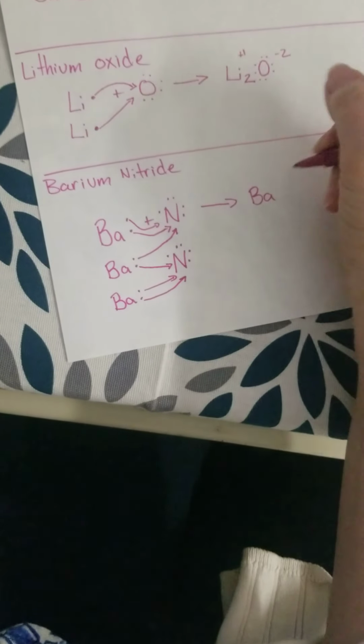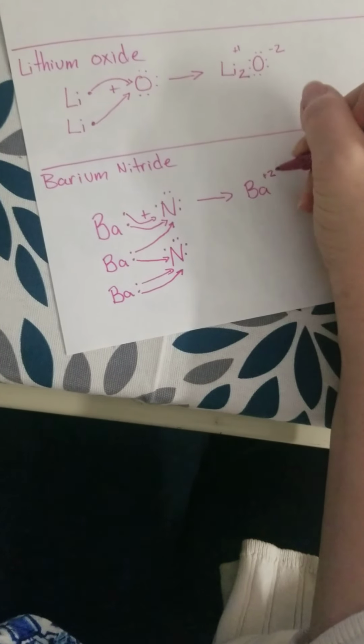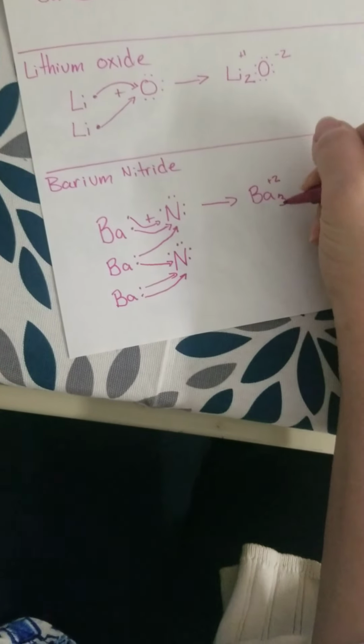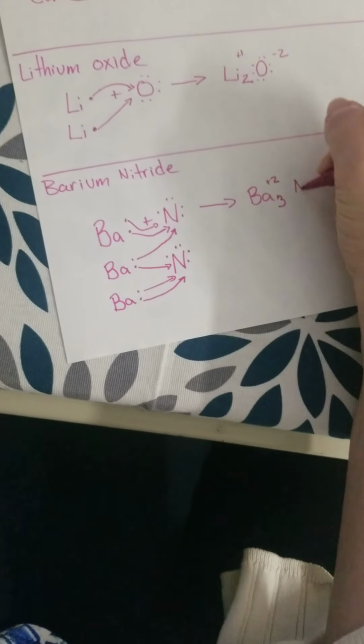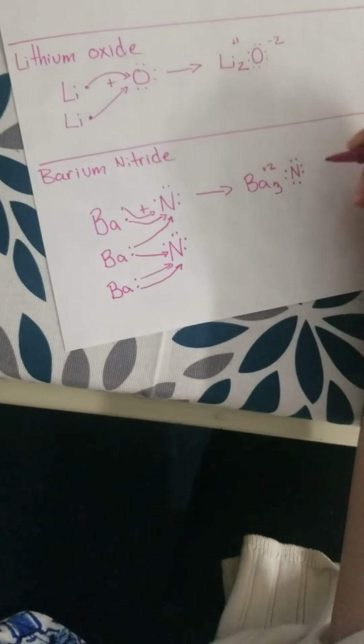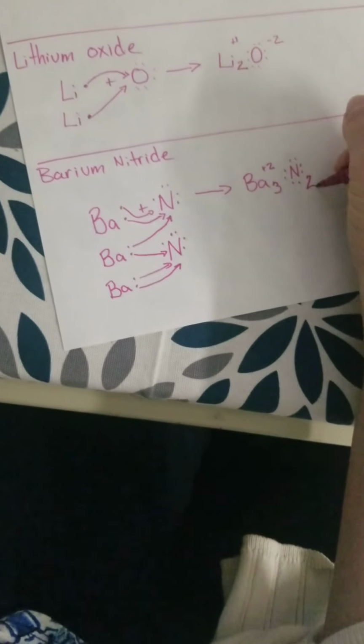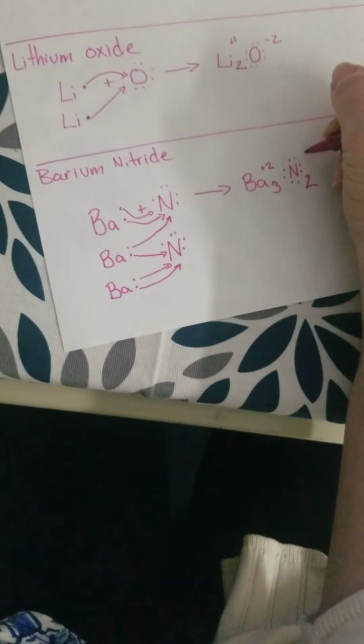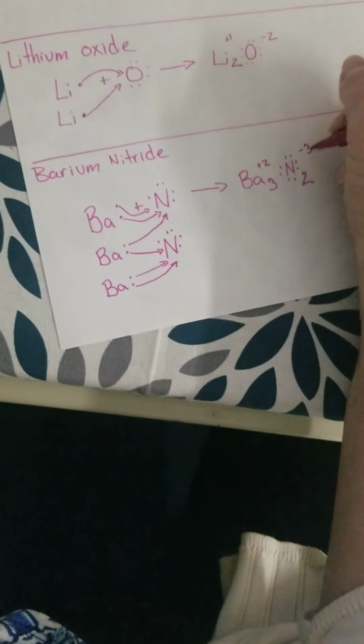So barium, each one lost 2 electrons, and we had to draw 3 of them. Nitrogen is complete. It has all 8 valence electrons. We had to draw 2 of them, and each nitrogen took in 3 electrons, so it has a minus 3 charge.